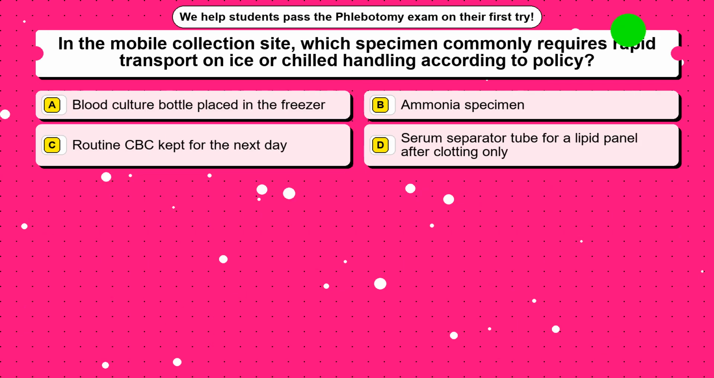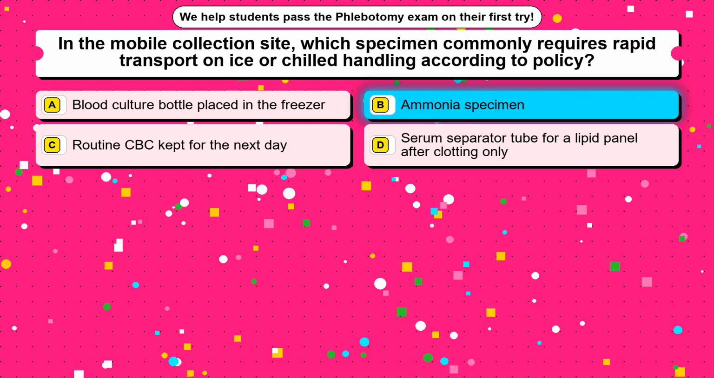Question 63. In the mobile collection site, which specimen commonly requires rapid transport on ice or chilled handling according to policy? Option A. Blood culture bottle placed in the freezer. Option B. Ammonia specimen. Option C. Routine CBC kept for the next day. Option D. Serum separator tube for a lipid panel after clotting only.